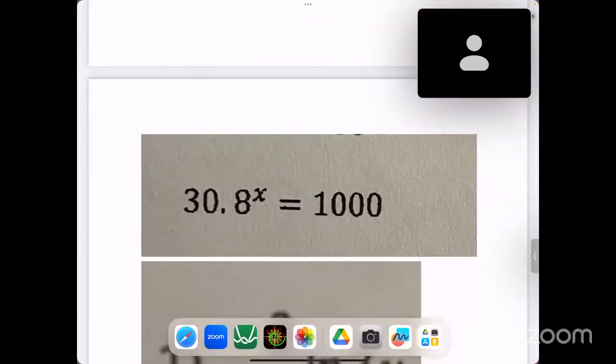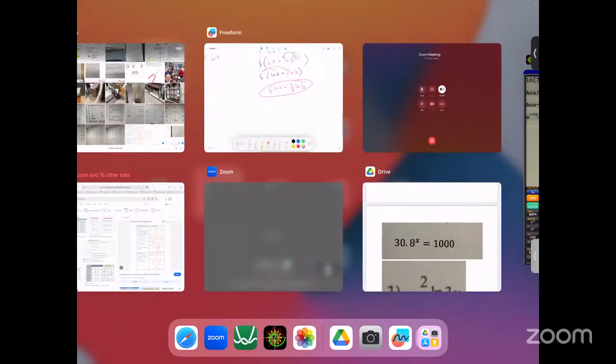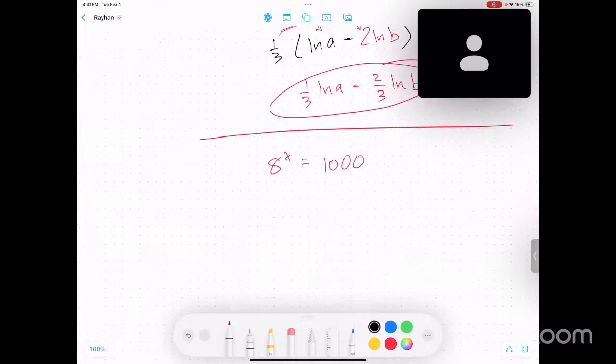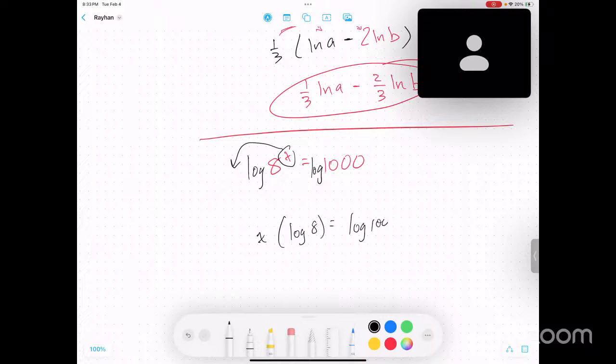8 to the x equals 1,000, and they want you just to solve this. Now, that's not going to have a perfect solution. So what you're going to do is just take the log of both sides. And that allows you to bring the x down to the front. So x times the log of 8 equals the log of 1,000.